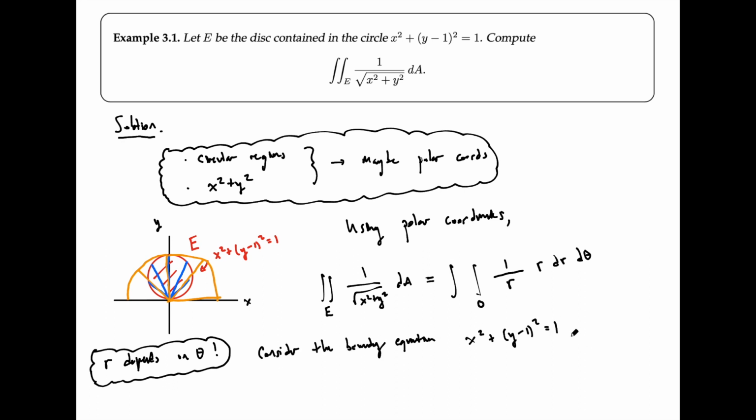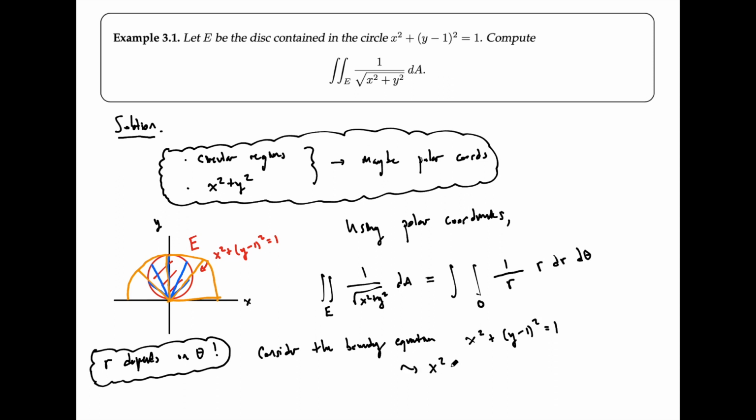So I'll consider the boundary equation x squared plus (y minus 1) squared equals 1, and my goal is to convert this into polar coordinates and cross my fingers and hope that it tells me what an upper bound for r is. Now we could plug in x and y and go from there, but I think this might simplify a little bit more if I expand this quantity here.